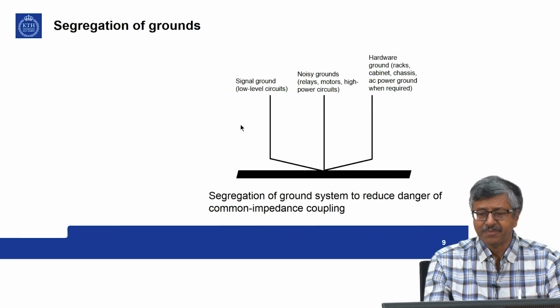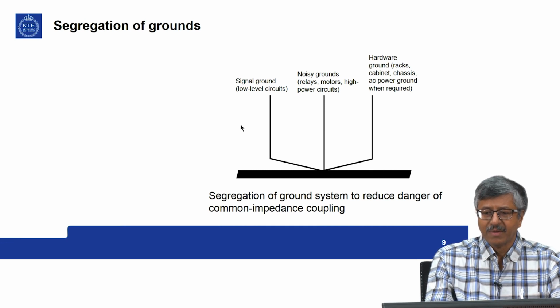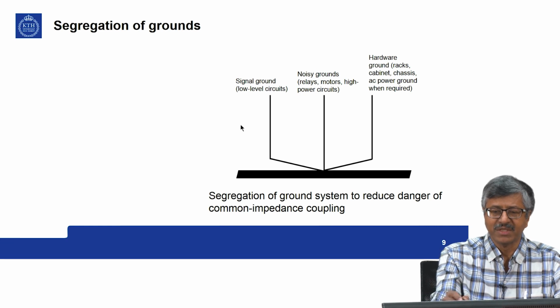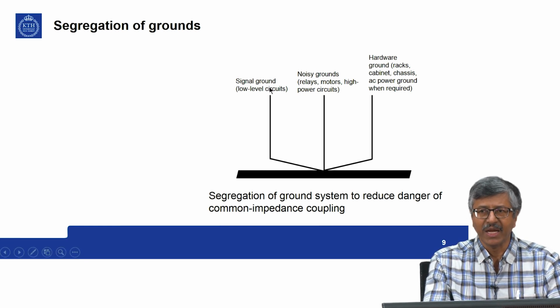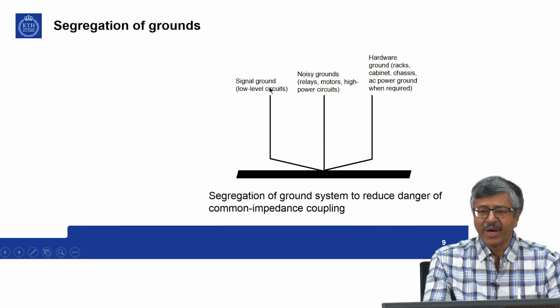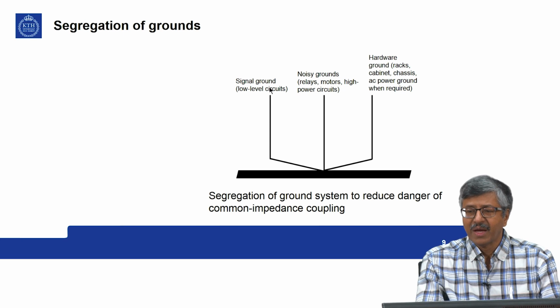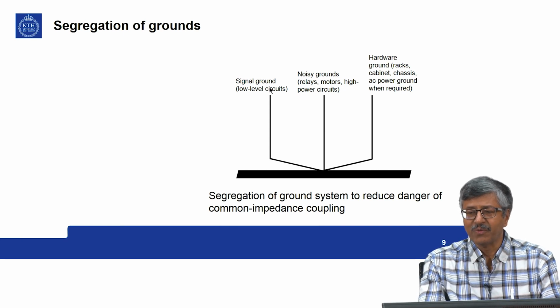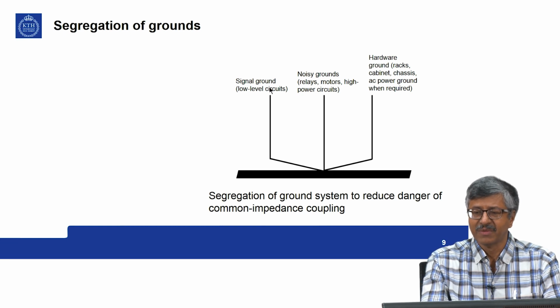Segregation of grounds. Here you can have several types of grounds. Say, for example, signal grounds, which are very low level. You have noisy grounds from relays, motors, high power circuits, etc., where the currents are fluctuating. And you have hardware ground, where normally you do not carry any current, but only under fault conditions.